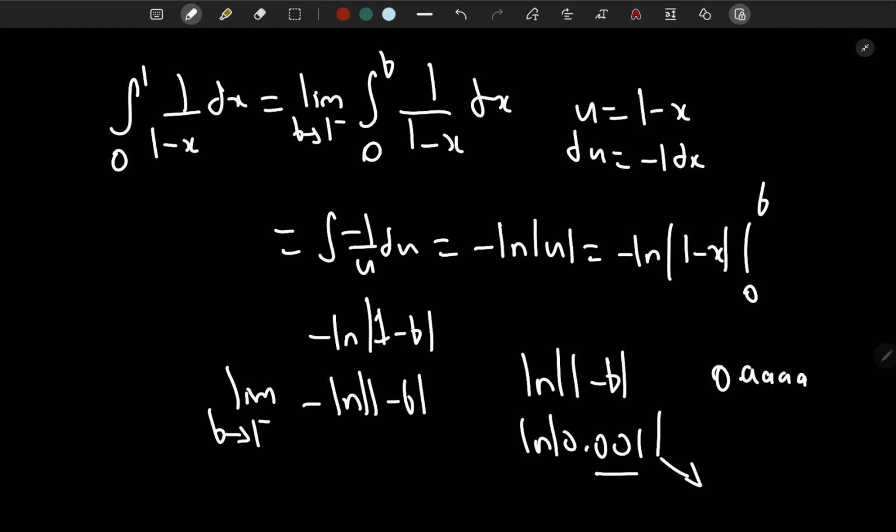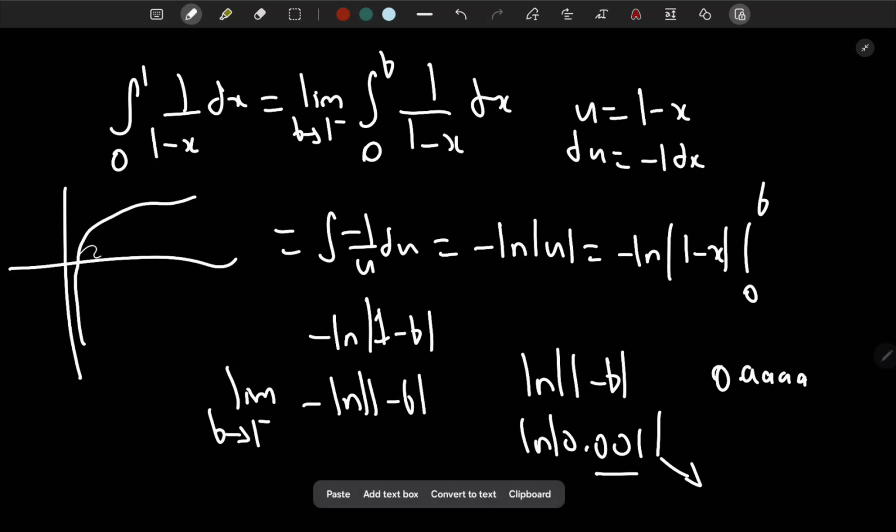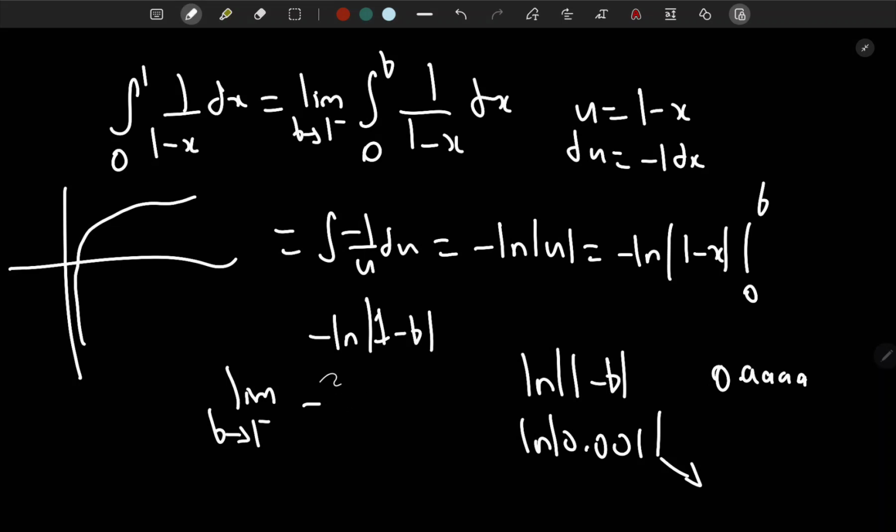And now if we even draw the graph for ln, you will realize that, so let me draw the graph. We can see as x approaches 0, the line is going to negative infinity, right? So here ln 1 minus b is negative infinity, and we had a minus sign outside, so the answer would be minus minus infinity, and that is equal to infinity. So the answer of this question is simply infinity.